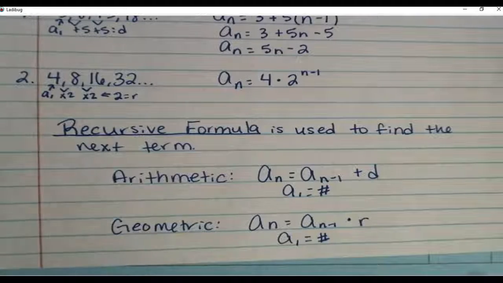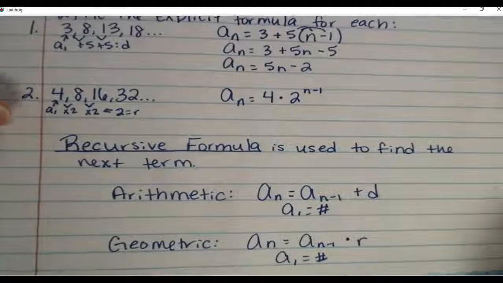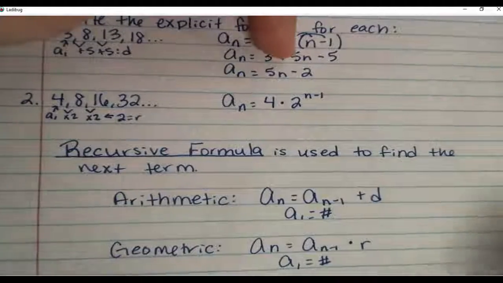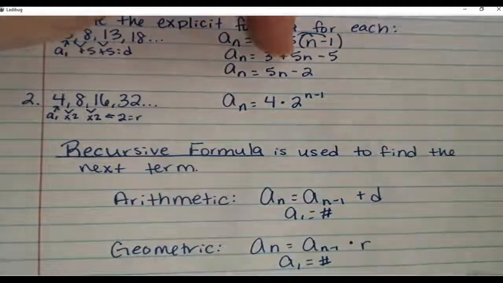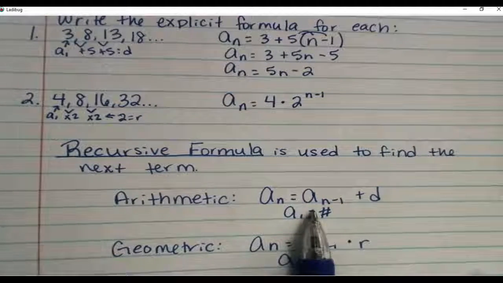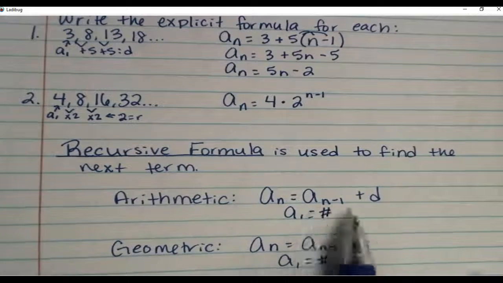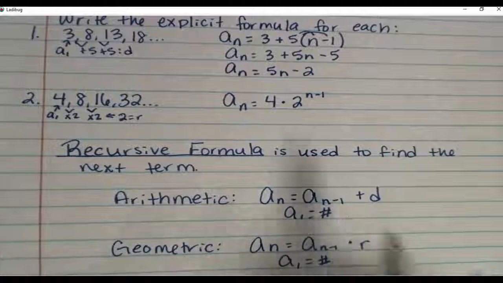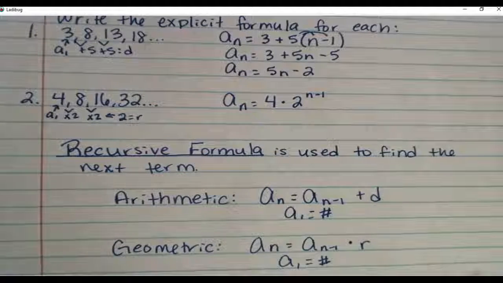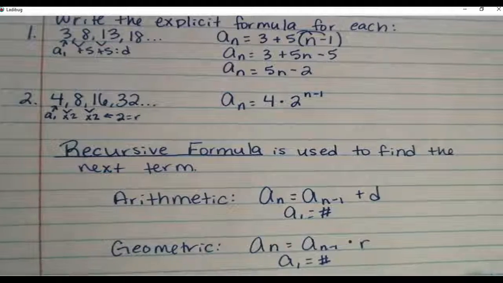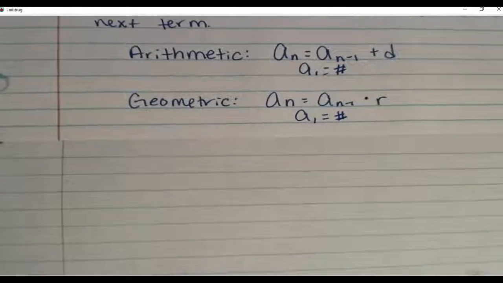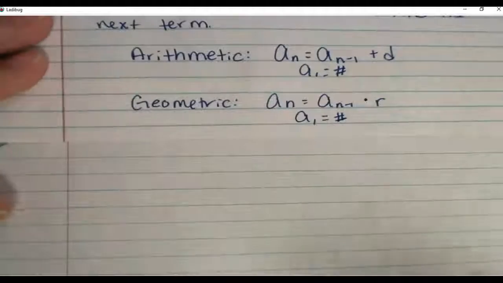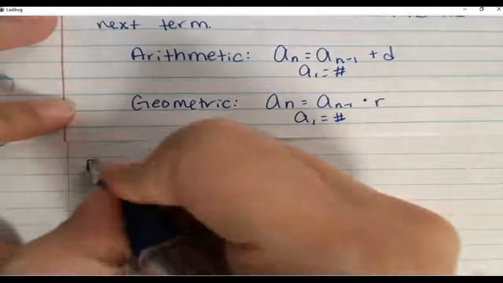So the difference here is with the explicit formula, to find the first 3 terms, we plug in 1, 2, and 3. With the recursive formula, you're not plugging in 1, 2, and 3, you're plugging in what the term actually is. Okay, so let's do a couple like that. So we want to find the first 3 terms.